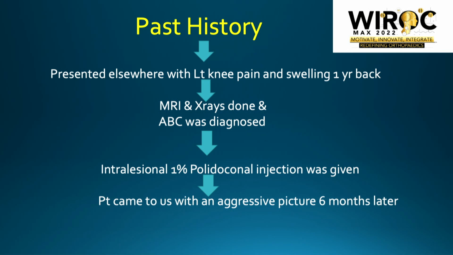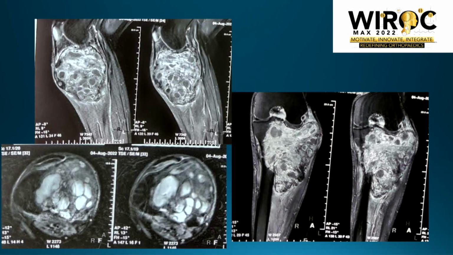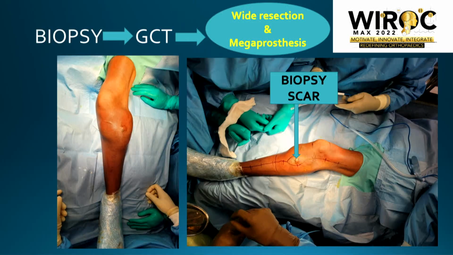The patient actually had a past history of left knee pain and swelling 1 year back when he was diagnosed outside as an aneurysmal bone cyst, for which 1% polidocanol was injected intralesionally. However, the patient came to us with an aggressive picture 6 months later, and these were the MRI pictures on presentation. We got a biopsy done, which came out positive for giant cell tumor.